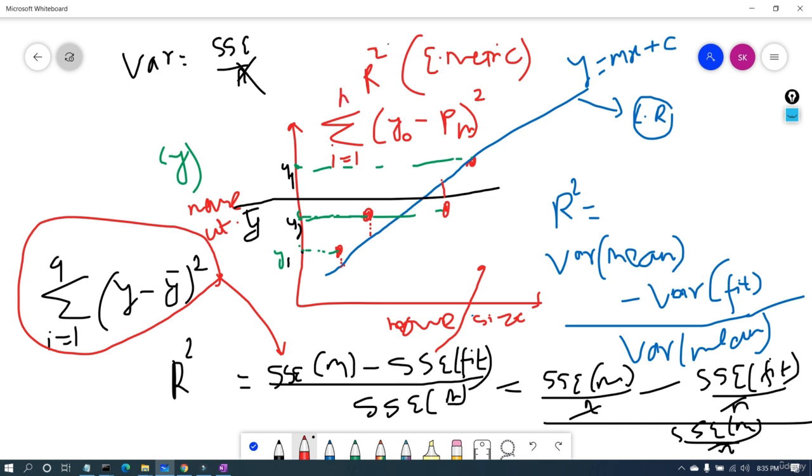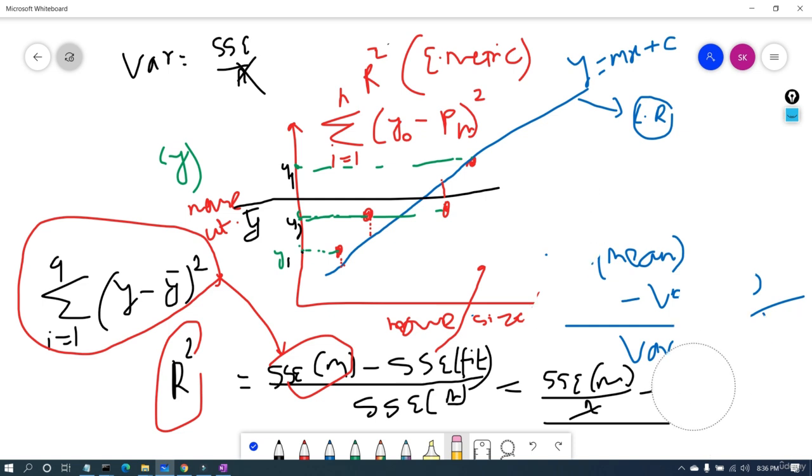You compute this value, and this is the sum of squares error of the fit. Divide it by the sum of squares around the mean. Just divide that value, and then it becomes R square. So now let's take an example and let me show you.